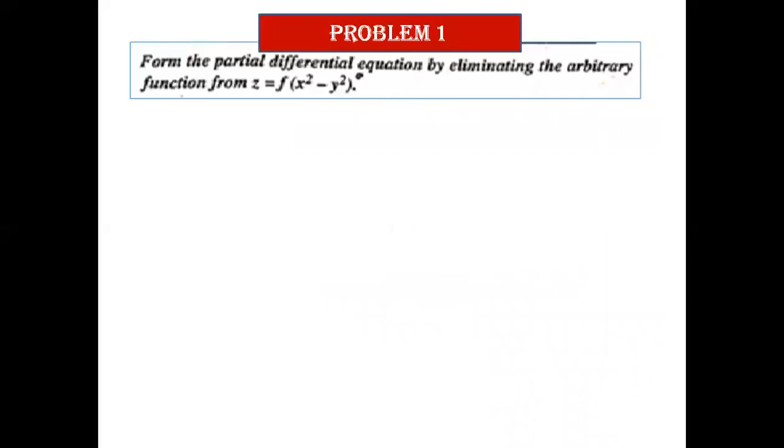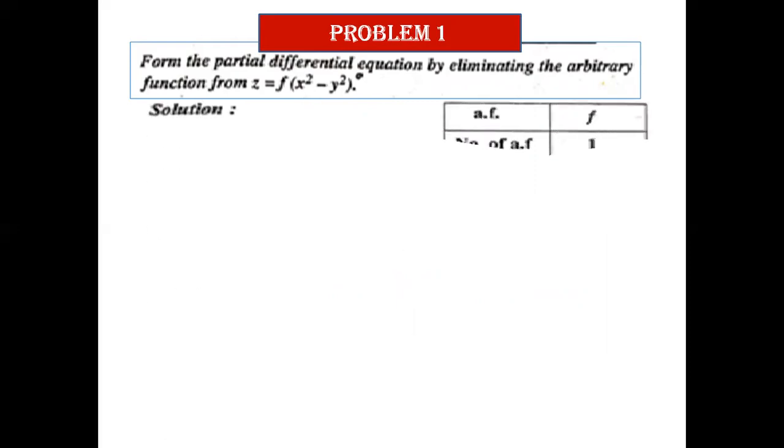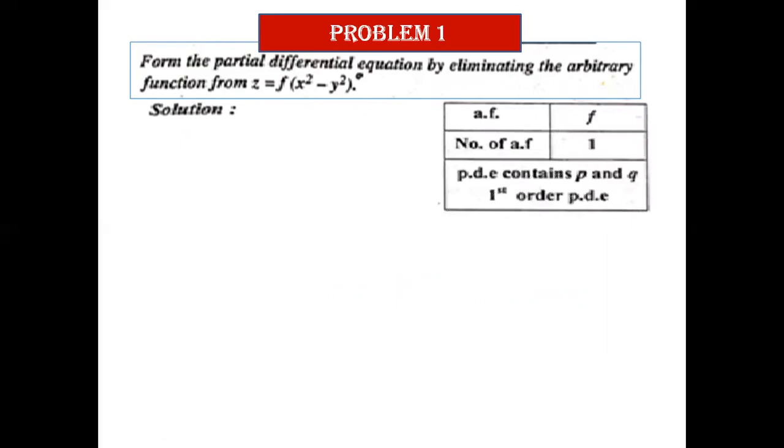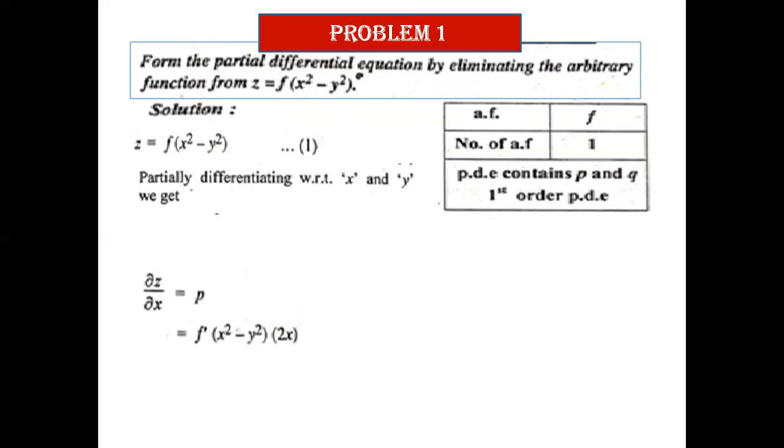So we are going to discuss our next problem. Form the differential equation by eliminating the arbitrary function from z equal to f of (x square minus y square). f is called our arbitrary function. First we eliminate the arbitrary function f. The arbitrary function is only 1, so this is called our first order PDE. So we write the equation z equal to f of (x square minus y square), partially differentiating with respect to x and y.